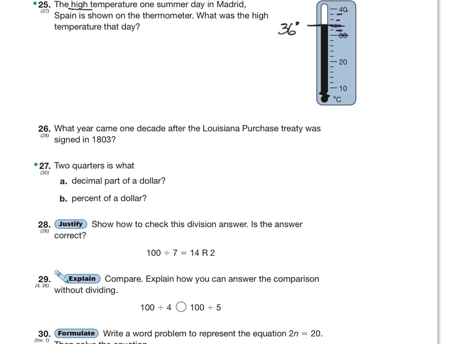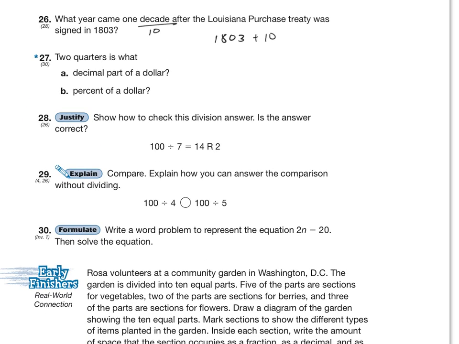Okay, what year comes 1 decade after the Louisiana Purchase Treaty was signed in 1803? Oh, good history lesson in the middle of math. Look at that. 1 decade later is 10 years. So 1803 plus 10 equals, that's a good one, okay.